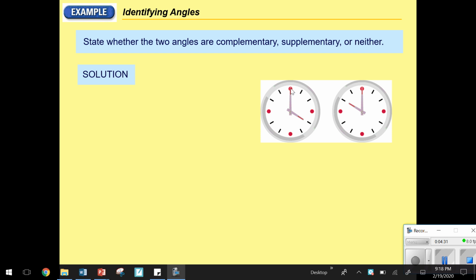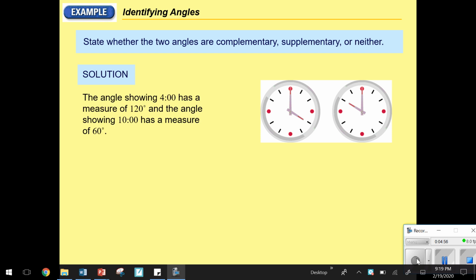So I want you to figure out how many degrees you moved going 1, 2, 3, 4 tick marks away. So how far is this angle right here? How many degrees is that one? And then do the same thing. We're going to go 1, 2 on this clock. Figure out how many degrees you moved on this clock. Go ahead and pause the video, see if you can figure it out.